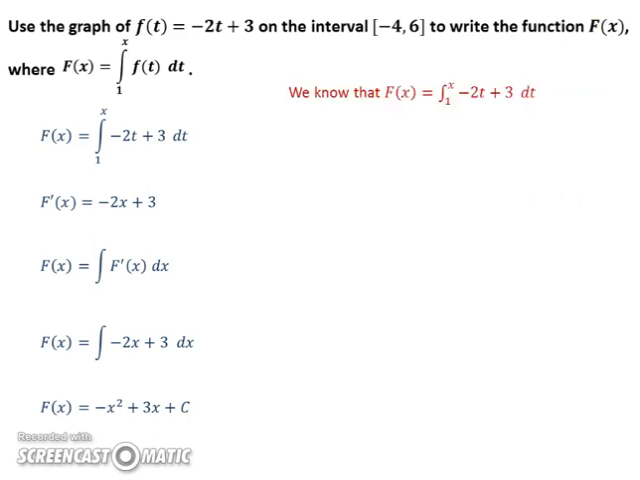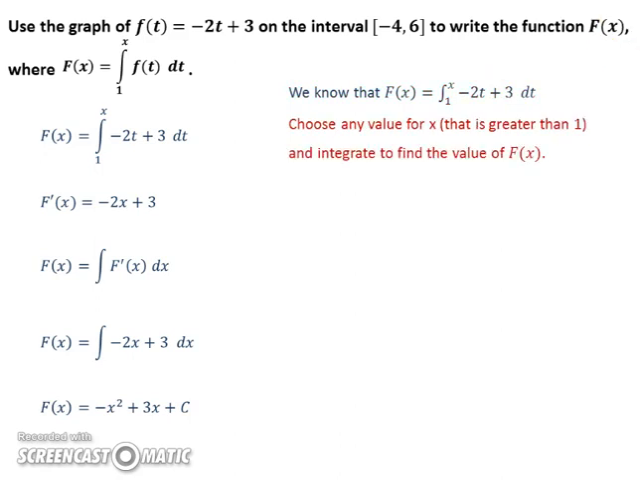So here's the thing. Just from the given, we do know that they gave us this, which is negative 2t plus 3. And we can use that to find a condition. You can choose any value for x. It just has to be greater than 1 because of the domain, it can't be less than 1. So greater than 1, and we can integrate to figure out what the value of f of x is. You can literally pick any value of x and stick it in here and integrate a definite integral like you've been doing since chapter 5, as long as it's bigger than 1. So you can do that and that'll give you a point.